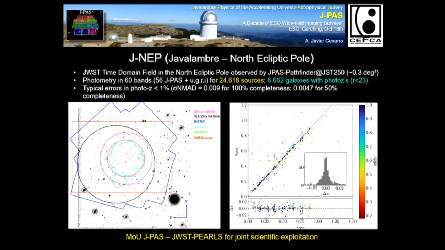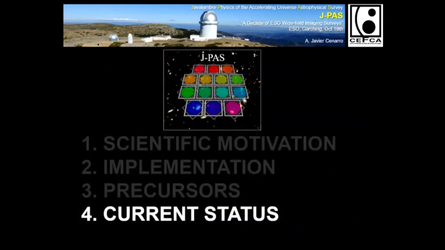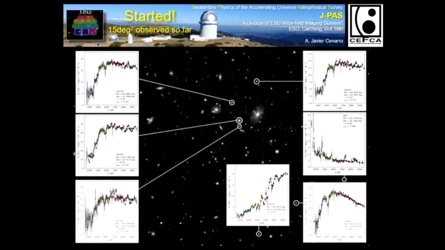I finish with the current status. I just wanted to provide you with some flavors of the science that we are doing. This is the image that is going to be in a press release that we will send very soon. We have started. We have already observed the first 15 square degrees of JPAS, and this is a very nice view of one of the clusters in this footprint. I leave you with the images and the J-spectra of some of these nice galaxies, quasars, and stars.